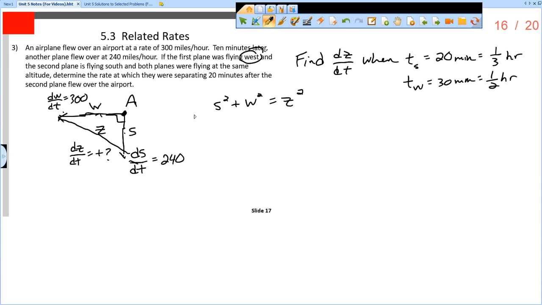All right. And so we want to differentiate. But remember, implicitly with respect to time. So what is the derivative of s squared? That would be 2s times the ds dt, right? Plus, what is the derivative of w squared? That would be 2w times dw dt.